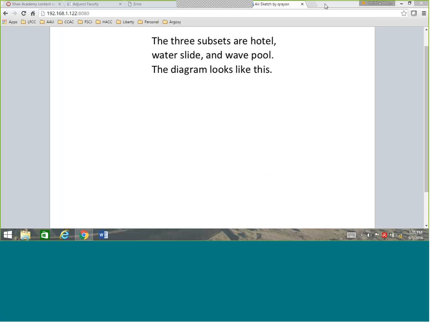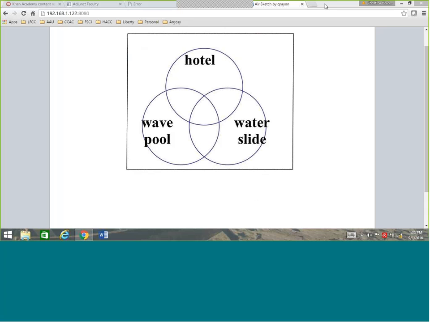So the 3 subsets are going to be hotel, water slide, and wave pool, and the diagram is going to look like that. We have our universal set, which is the box, and then we have the 3 circles, and notice we have all these regions with the circles overlapping, and where all 3 circles overlap is in the very middle, right here. And I'm told at the very bottom of my list that 7 had all 3 features. So I know in that little section I'm going to put a 7. So that's where you start. It's really good to start in the middle of the picture and work your way out.